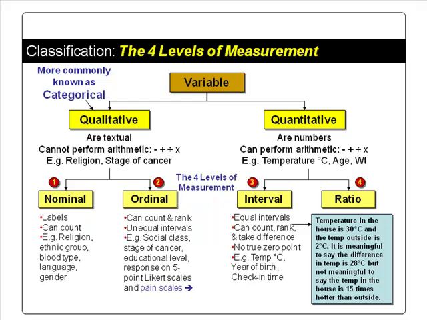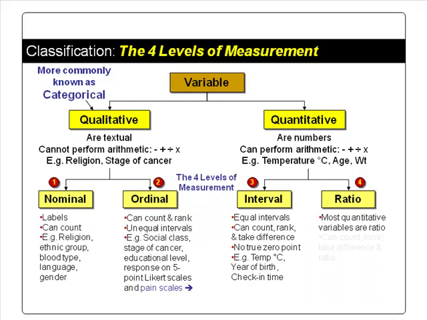Interval variables do not have an absolute or true zero point. For example, 0 degrees Celsius does not mean there is no heat, or temperature. It is just a reference point. It is the temperature at which water freezes, and is equivalent to 32 degrees Fahrenheit.